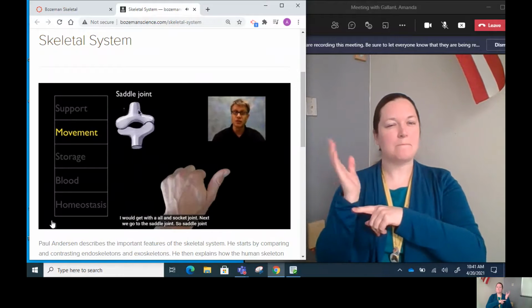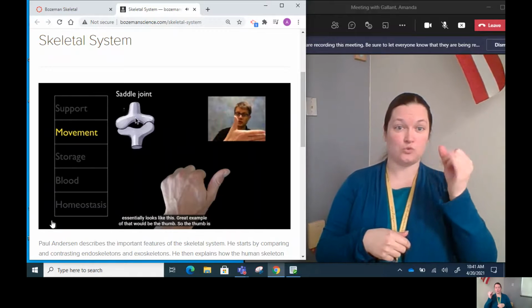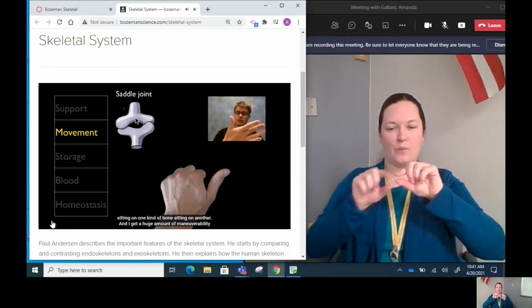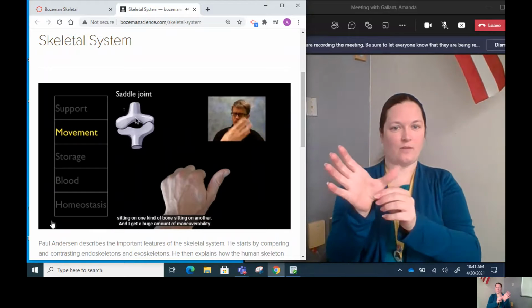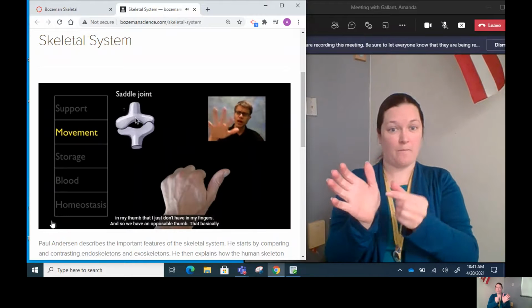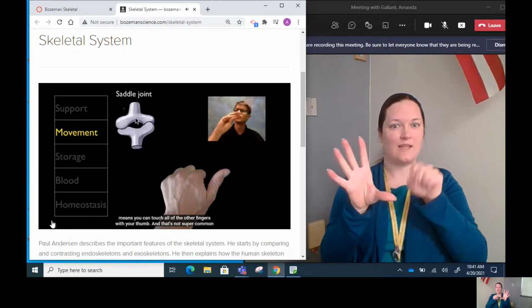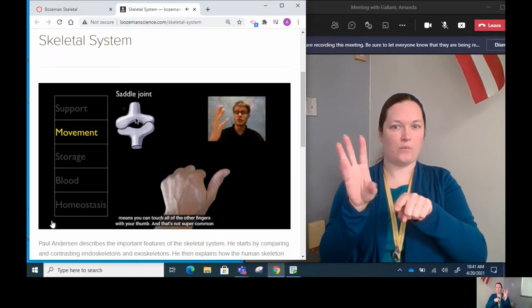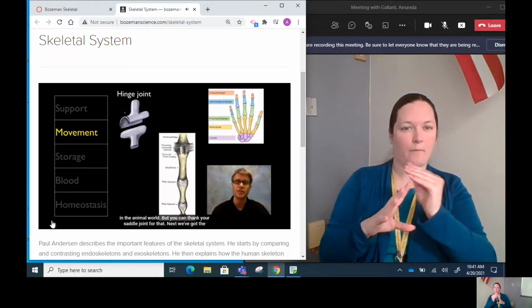Next, we go to the saddle joint. So a saddle joint essentially looks like this. A great example of that would be the thumb. So the thumb is one bone sitting on another, and I get a huge amount of maneuverability in my thumb that I just don't have in my fingers. And so we have an opposable thumb. That basically means you can touch all of the other fingers with your thumb, and that's not super common in the animal world, but you can thank your saddle joint for that.